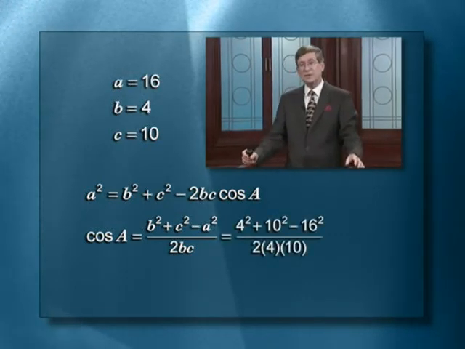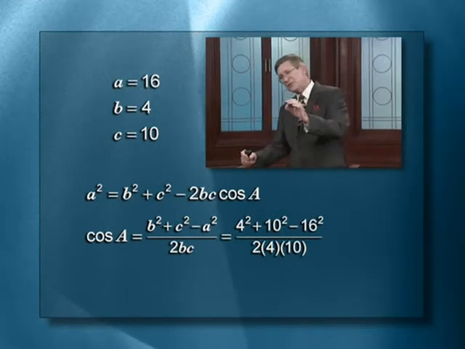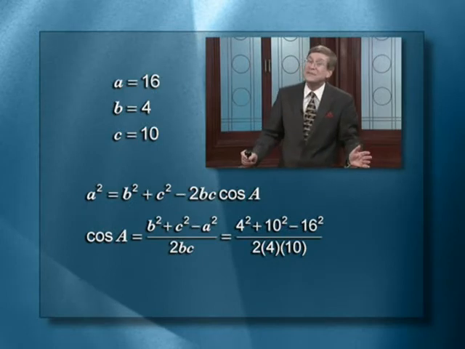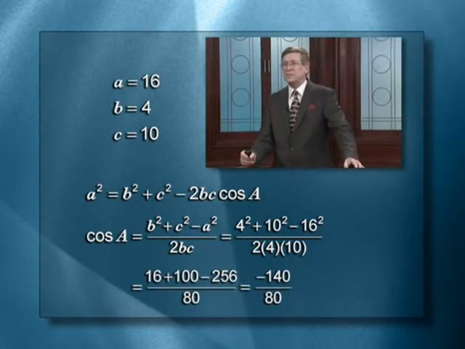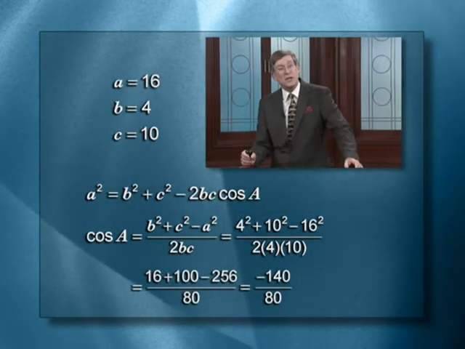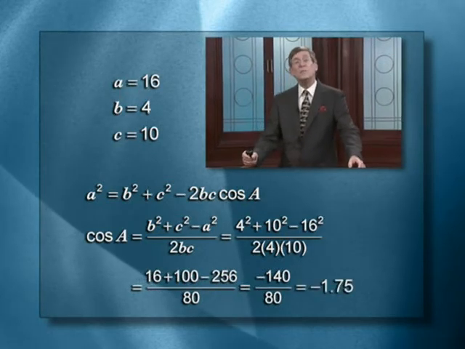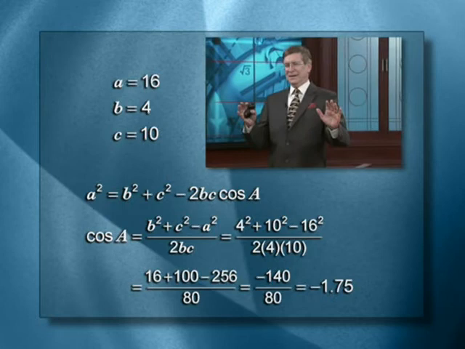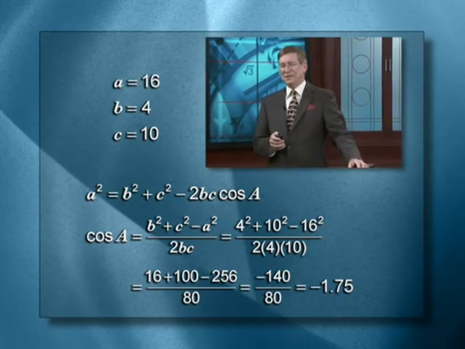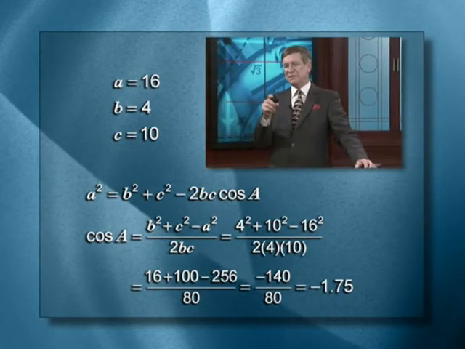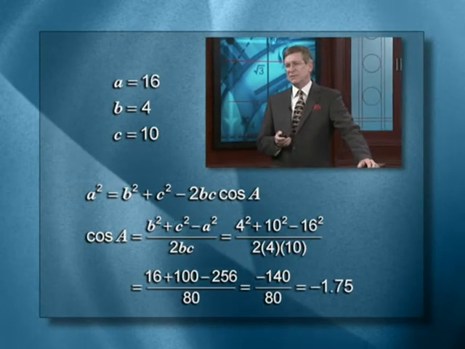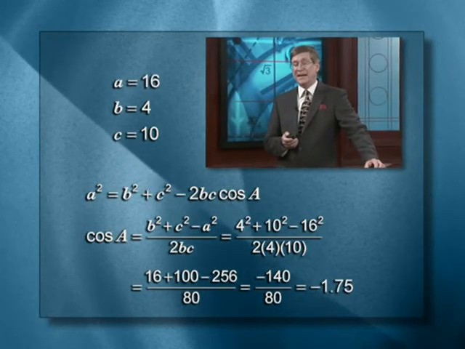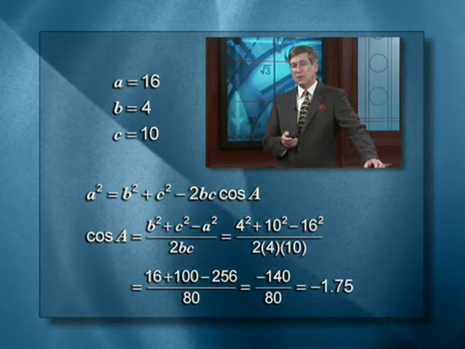Plugging in the characters, 4 squared plus 10 squared minus 16 squared, all divided by 2 times 4 times 10. That turns out to be about minus 140 over 80, or minus 1.75. Uh-oh, what do you say to yourself now? The cosine of A is about minus 1.75. It's exactly minus 1.75. What's A?